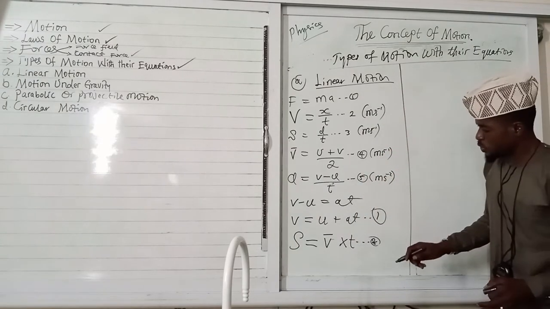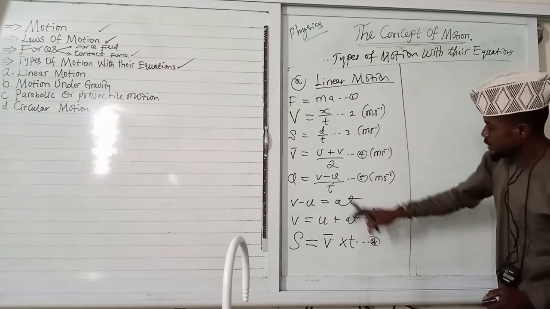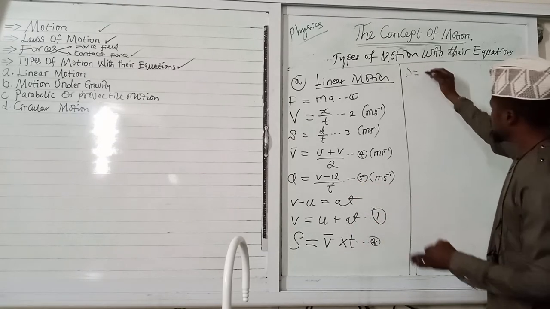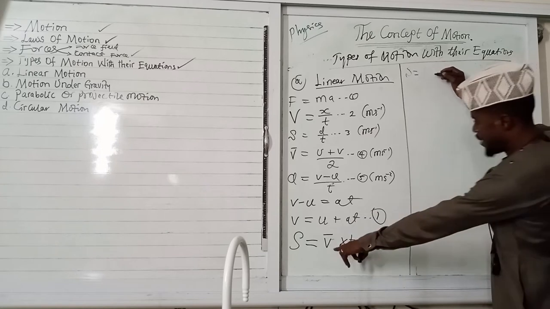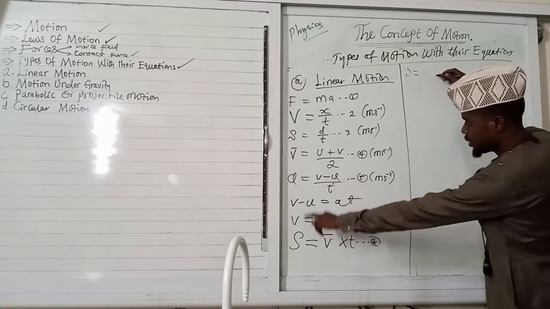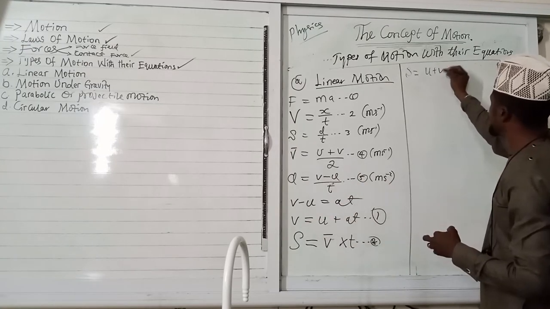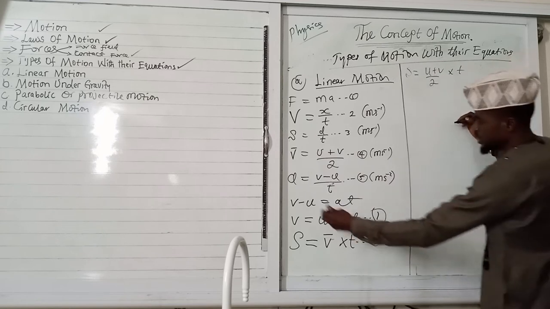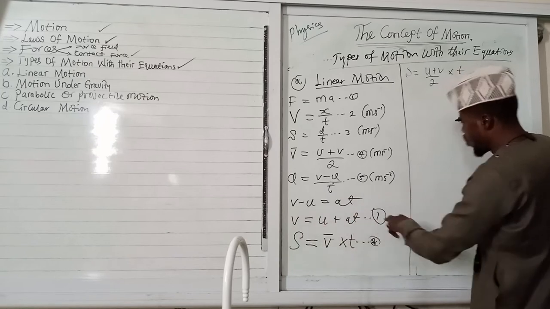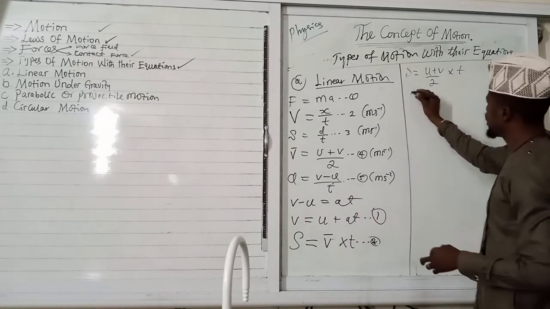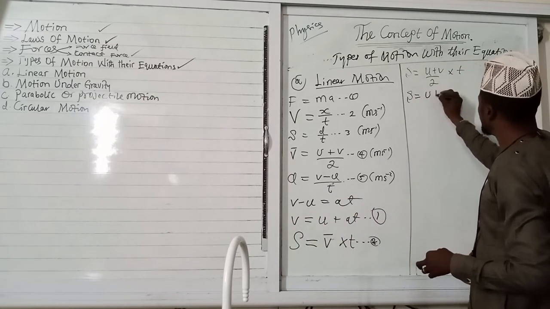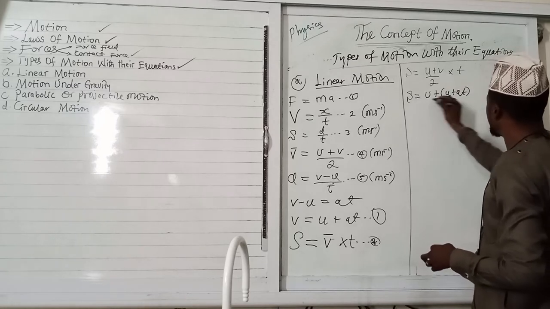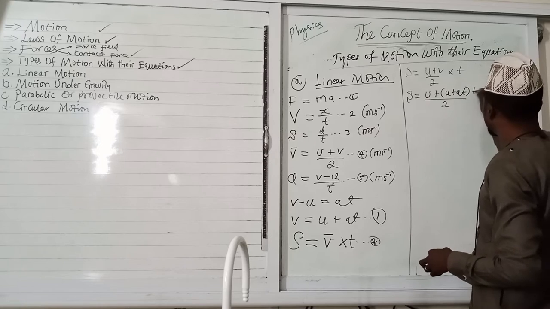So, we will substitute this and this and get that. We know that our S is equal to average velocity, which is given as (U plus V) all over 2, times T. So we are going to substitute equation number one in this space. Right now, S is equal to (U plus (U plus AT) all over 2) times T.